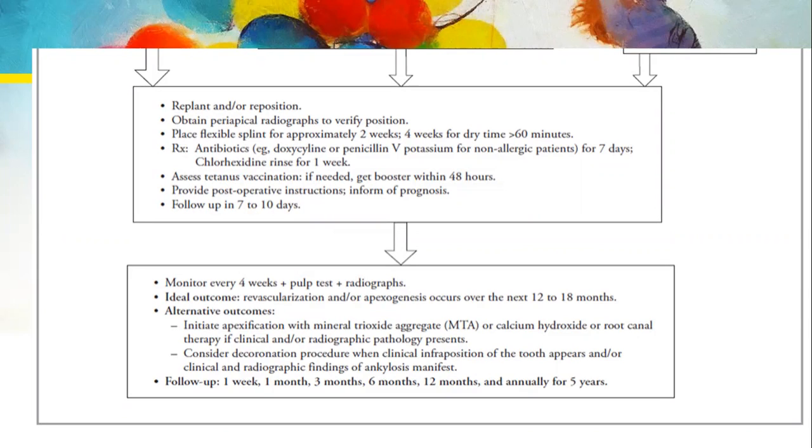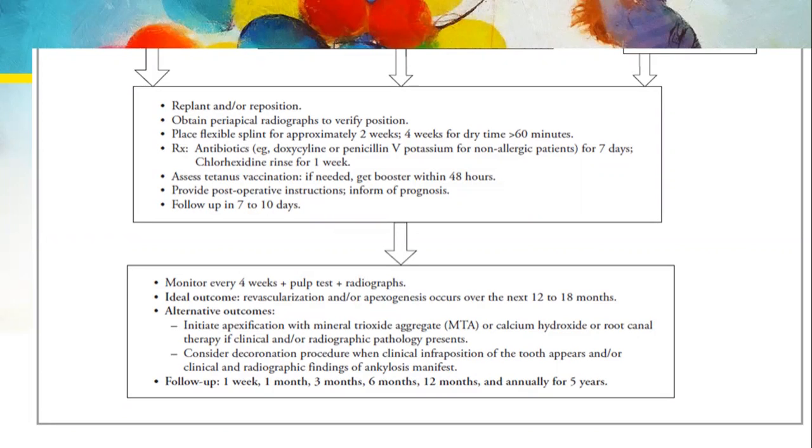And the treatment procedure should include antibiotics, for example doxycycline or penicillin V potassium for non-allergic patients for 7 days. Chlorhexidine rinse is prescribed for around 1 week. Assess the tetanus vaccination. If needed, get a booster within 48 hours. Provide post-operative instructions. Inform the prognosis. In case the dry time is more than 60 minutes, you have to inform that the prognosis might not be successful. The follow-up has to be done in 7 to 10 days. Then monitor every 4 weeks with a pulp test and radiograph.